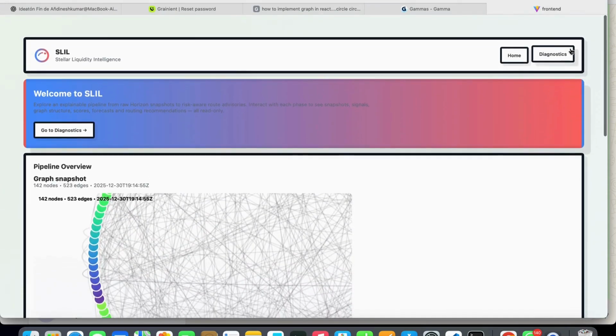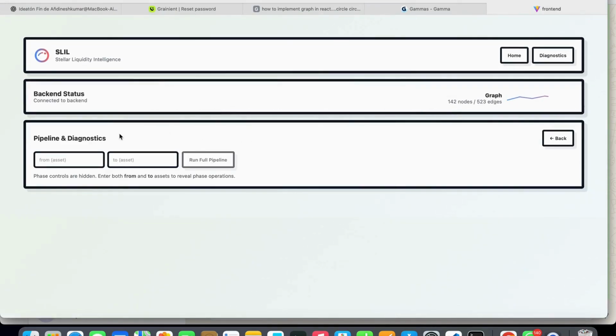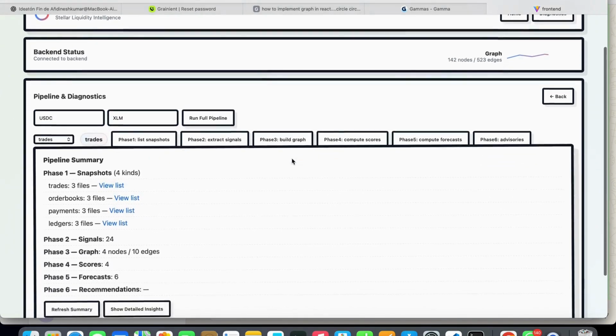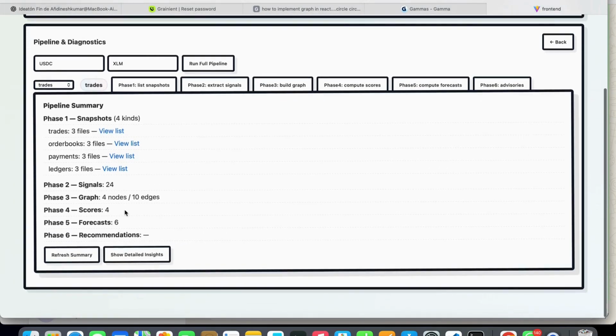Let's get into the diagnostic page. We can give USDC as the from asset and XLM as the to asset, and we press run pipeline. Now the full pipeline is listed. This is a full pipeline summary view of SLIL. It shows the complete execution of the intelligent pipeline phase by phase.